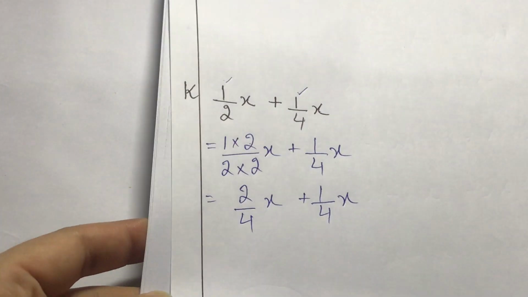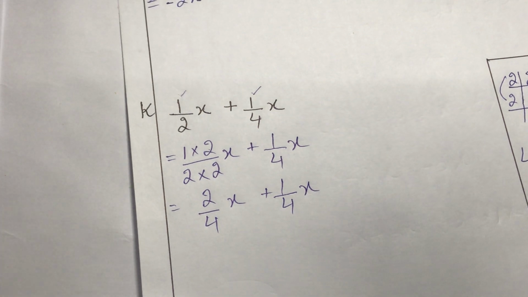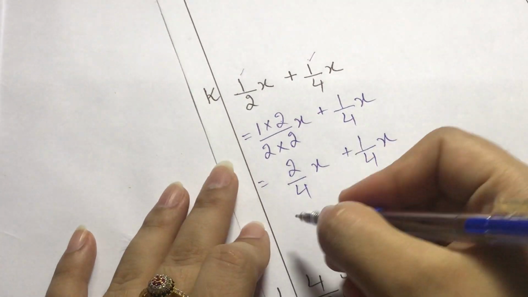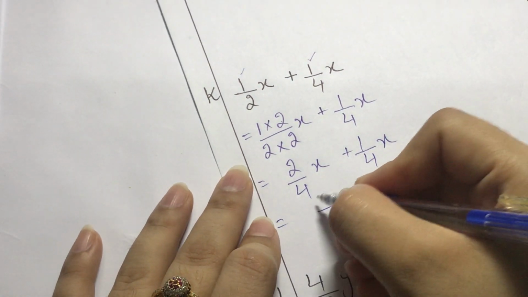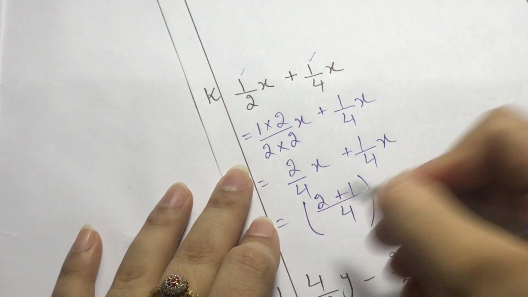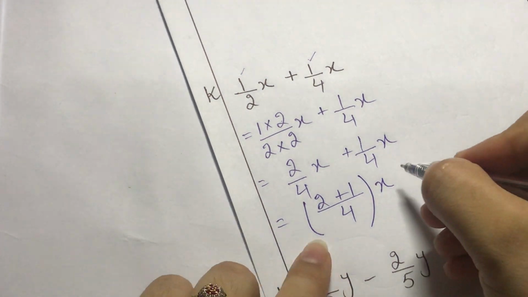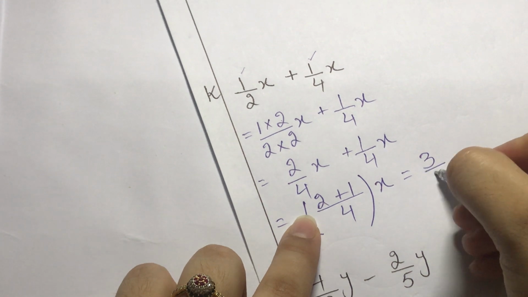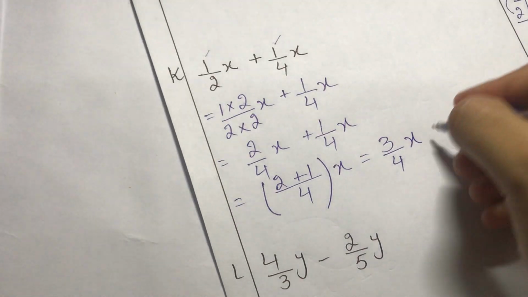Now we can add these fractions. And you all know we always write the denominator one time, and we will add the numerators, and we will keep our variable, right? Now 2 plus 1 is equal to 3 over 4x. This is your answer, right?